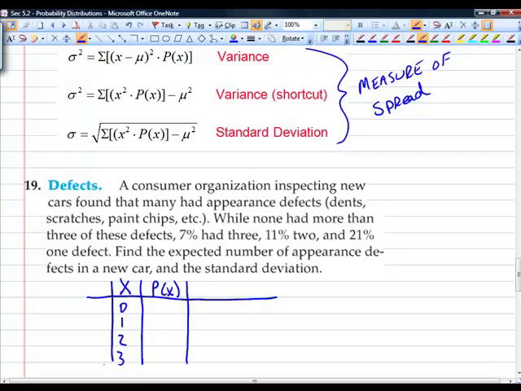Give me some probabilities. 7% of the cars had 3 defects. 11% of the cars had 2 defects. And 21% of the cars had 1 defect. We weren't told how many of the cars had no defects. Is that a problem? No, because we can figure it out, can't we? How am I going to figure it out? Add these 3 numbers up and subtract it from 1. And when we do that, what do we get? 0.61? Thank you.